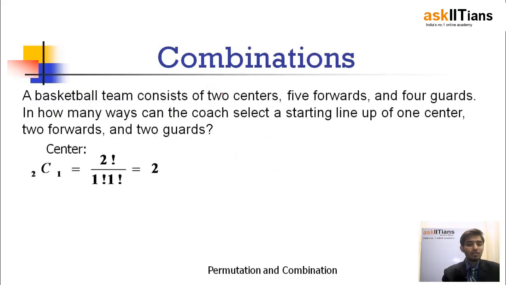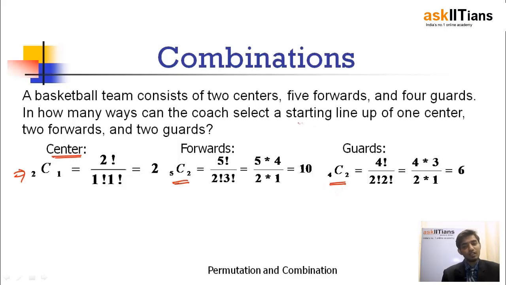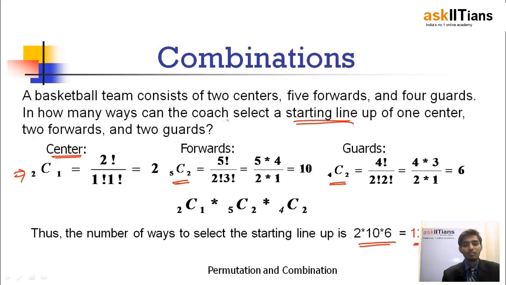I can select 1 center out of the 2 centers by using 2C1. I can select 2 forwards out of 5 forwards by using 5C2, and I can select 2 guards out of 4 guards by using 4C2. So the total number of ways of selecting the starting lineup will be given by 2C1 into 5C2 into 4C2. So the total number of ways will be 2 into 10 into 6, that will be 120. So the coach can select the starting lineup in 120 ways.